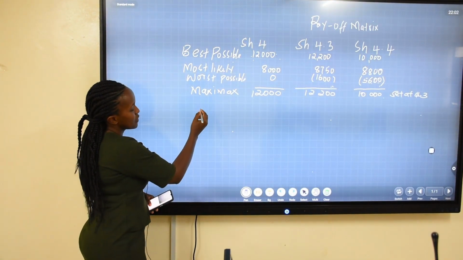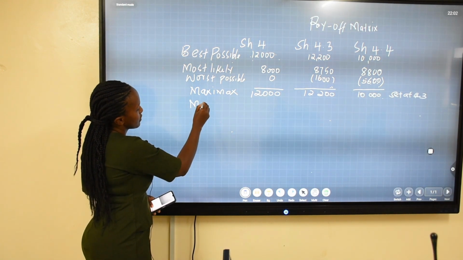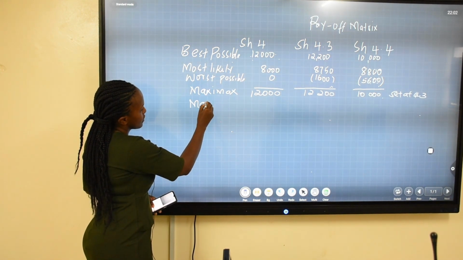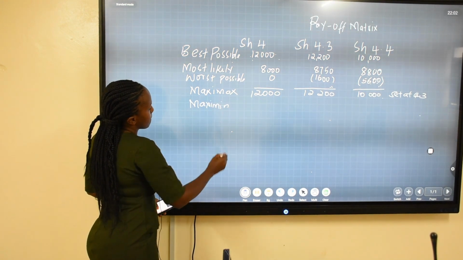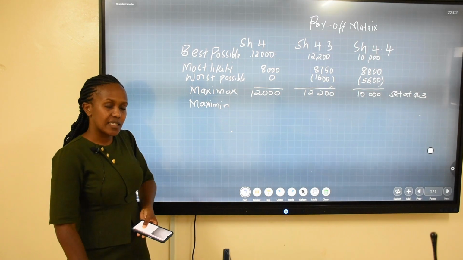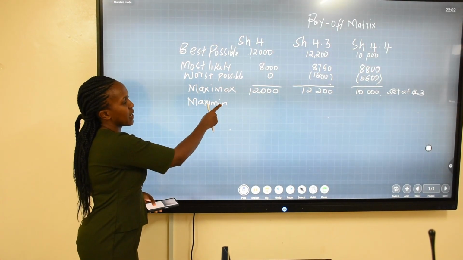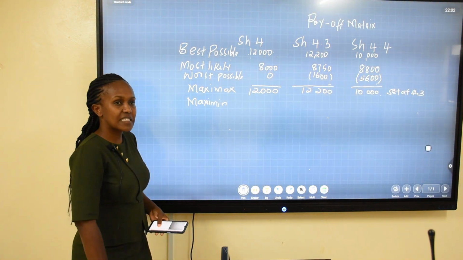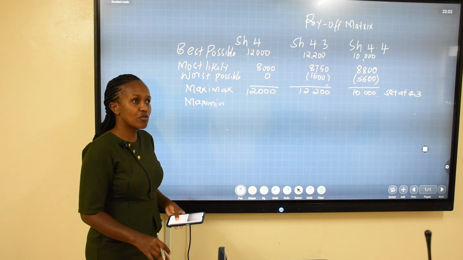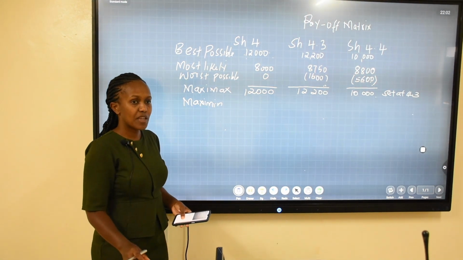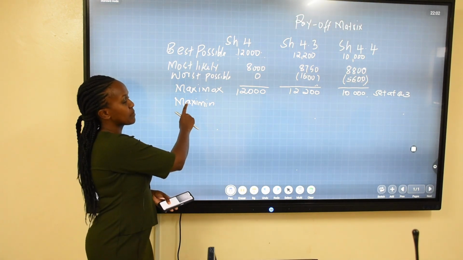Then the next decision maker we are going to have here is the Maximin. Here we look at the worst. That is, we want to maximize but not the best, we want to maximize the worst. So here the decision maker is risk averse. He thinks that the worst will happen. So therefore he looks at the worst possible outcome and chooses the best among the worst. That is maximizing the minimum.